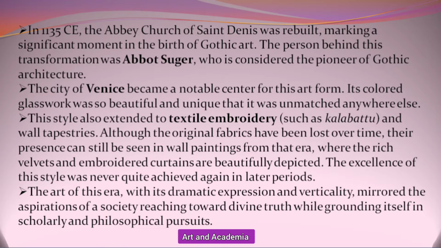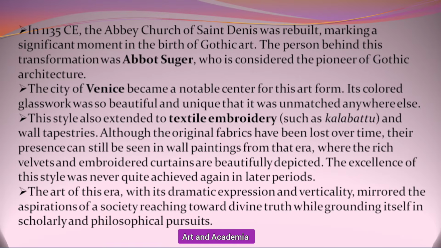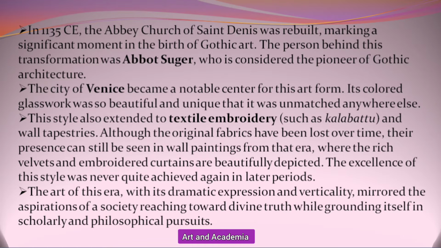The city of Venice became a notable center for this art form. Its colored glasswork was so beautiful and unique that it was unmatched anywhere else. This style also extended to textile embroidery, such as calabato and wall tapestries. Although the original fabrics have been lost over time, their presence can still be seen in wall paintings from that era, where the rich velvets and embroidered curtains are beautifully depicted. The excellence of this style was never quite achieved again in later periods.